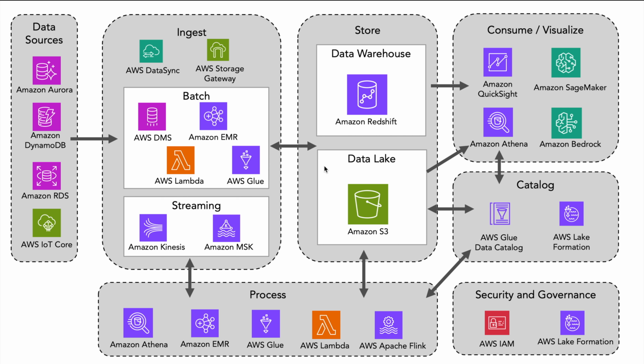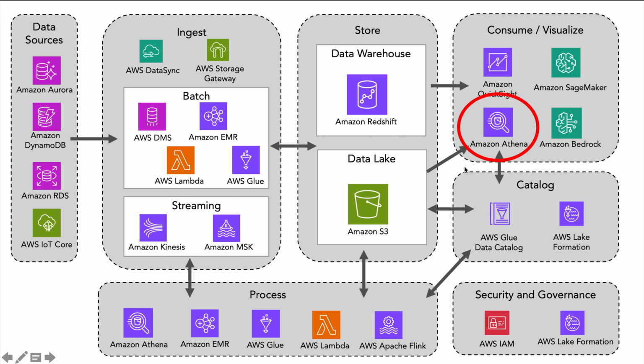I had already shown you this diagram earlier. Now, where does Athena fit in? On the left hand side, we have data sources. We have the ingestion layer. We can use DMS, EMR, Glue, Kinesis, MSK, etc., either to Redshift, or we can move it to S3 also. Or we can move data from Redshift to S3 also. Or we can move data from OLTP data sources to S3 also.